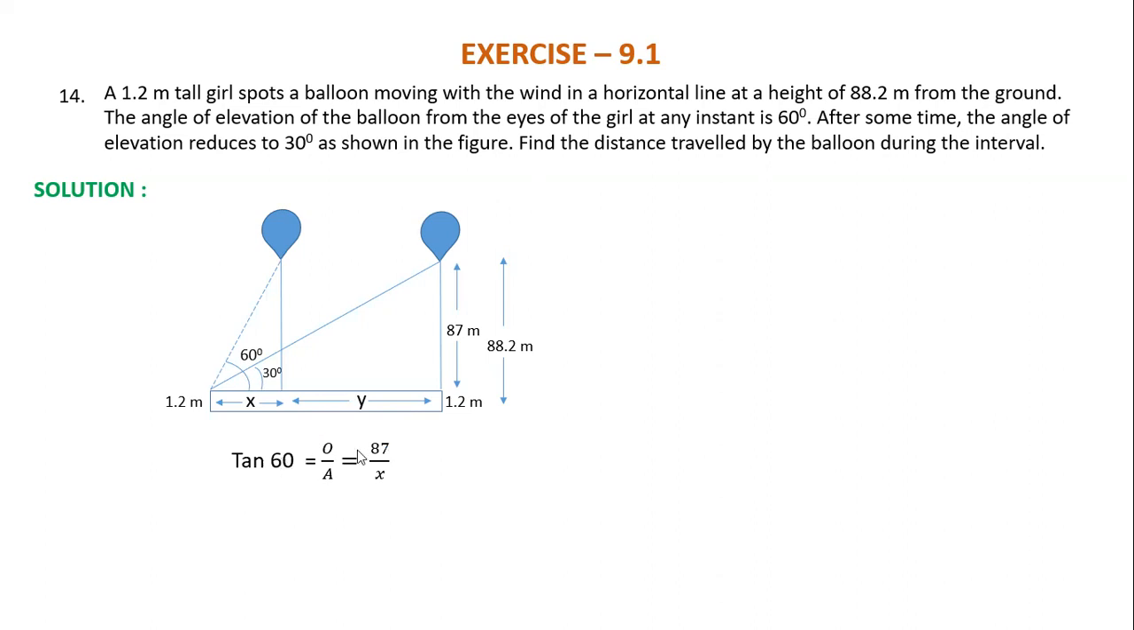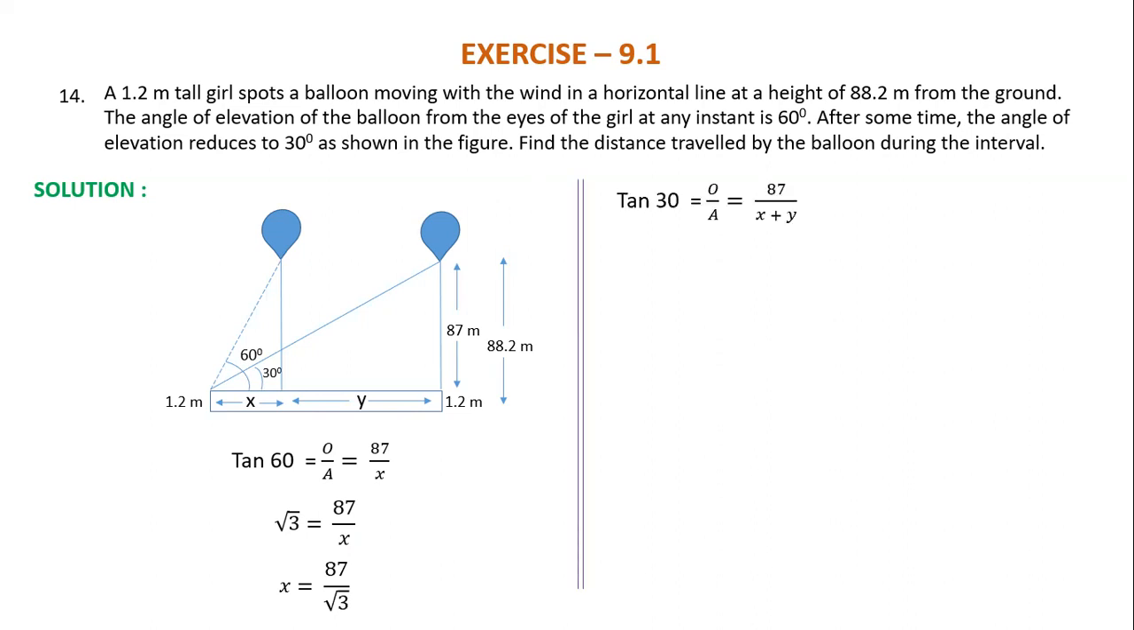Tan 60 is 87 upon x. Root 3 is equal to 87 upon x. X is equal to 87 upon root 3. Next, tan 30 is equal to 87 upon x plus y. 1 upon root 3 is equal to 87 upon x plus y. X plus y is equal to 87 root 3.